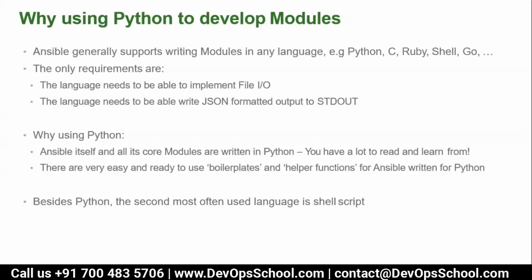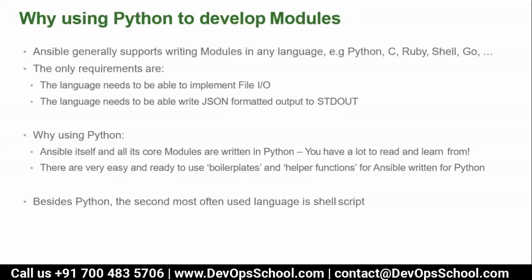So yes, you can use any language, and Ansible supports whichever you have written. The only requirement for developing a module is that the language needs to be able to implement file input and output. That is the first one. And the language needs to be able to write JSON formatted output to stdout. I hope you remember, whenever you run any playbook or ad hoc commands, you get output, and that output is in JSON format. That is the expected thing. So if you have file input and output operations, and you're able to produce the output in JSON format, you can use that programming language. And nowadays every programming language supports all this.